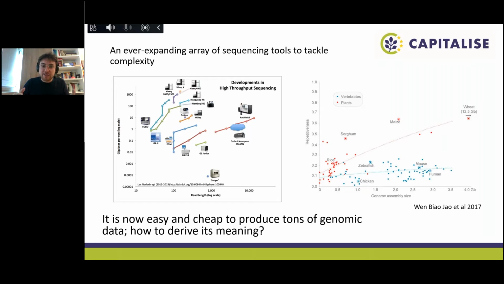But then the question becomes, now we can basically sequence everything, and we can use sequencing at very high throughput. But how can we derive the meaning of these sequences? So this is the challenge of the post-genomic era that we are in.